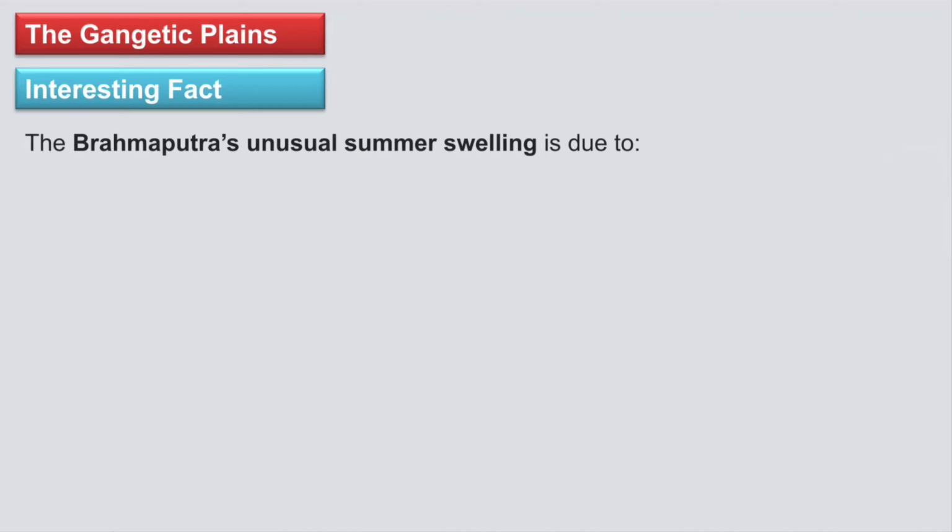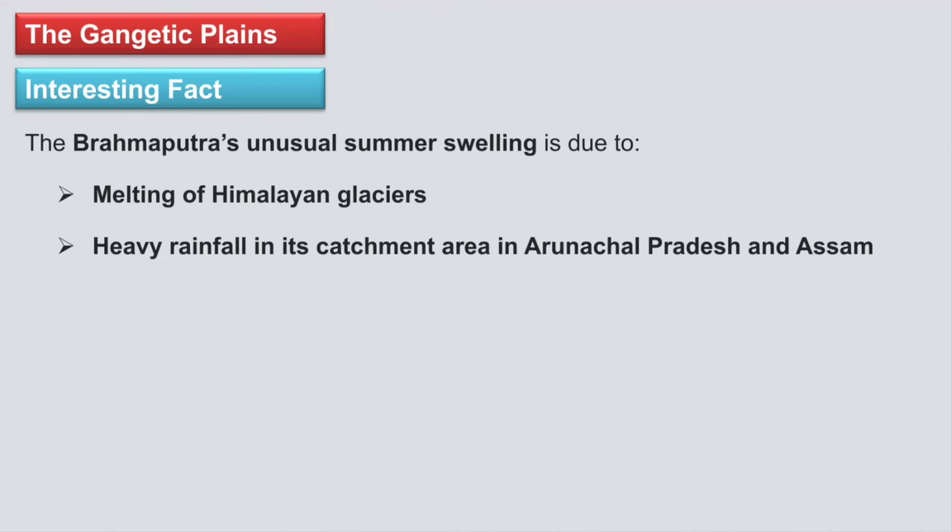The Brahmaputra's unusual summer swelling is due to melting of Himalayan glaciers and heavy rainfall in its catchment area in Arunachal Pradesh and Assam. So this is the reason why the Brahmaputra river is swelling in summer. So there is a question there, isn't it? The answer you can write this one.